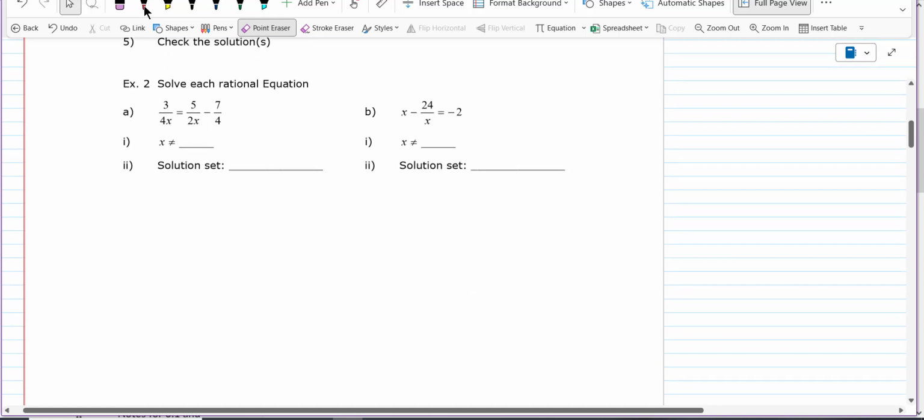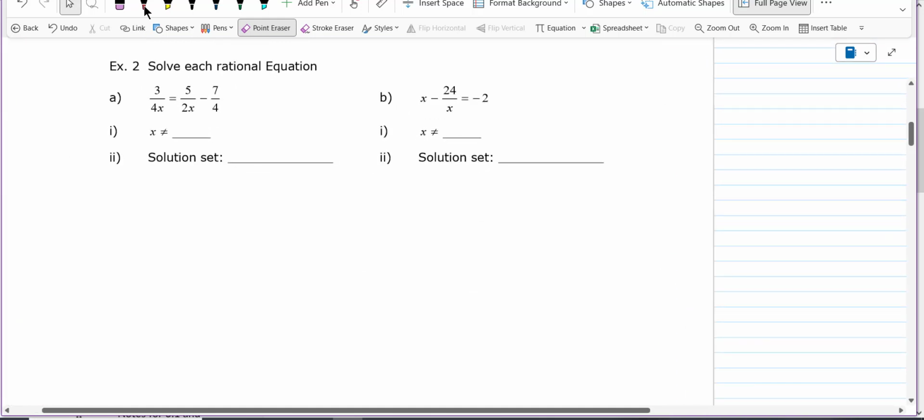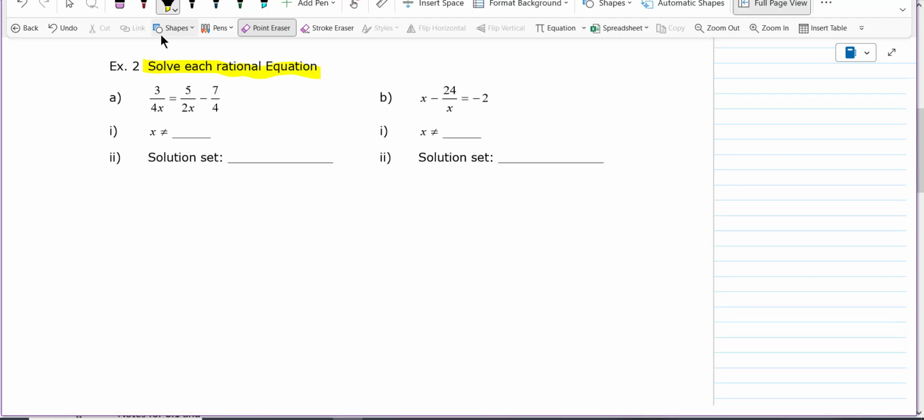So let's go down to this example here, and let's do a couple of these. We're going to solve these rational equations. Both of these are rational equations. They have a variable in one of the denominators. So the first thing we're going to do is figure out what x can't be equal to. You can do this in your head, or you can take the denominator, set it to 0, and solve the equation. Both of these equations are going to give you the same answer, of course.